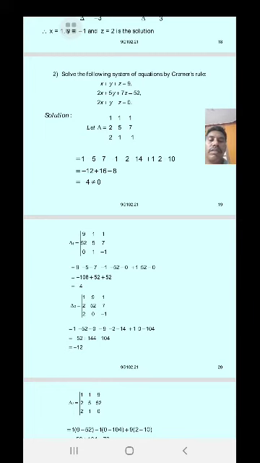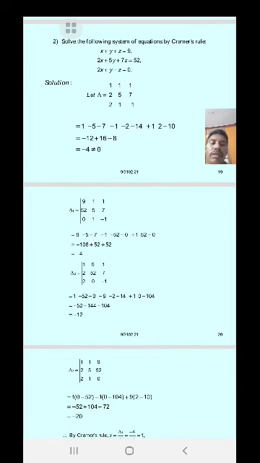and that equals to minus 52 plus 144 minus 104, that equals to minus 12.